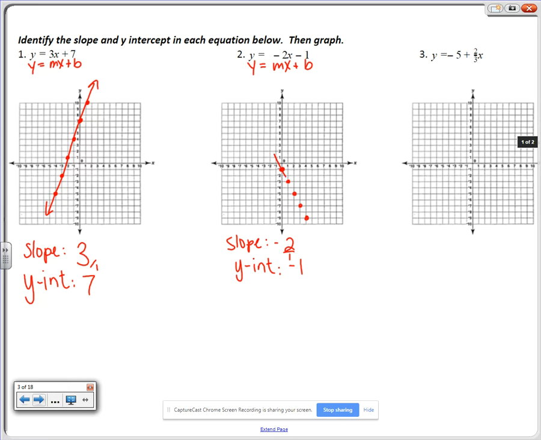Again, make yourself a nice line. We'll make it all crooked and jagged. You can make a nice line. They're not that big. And there we go.